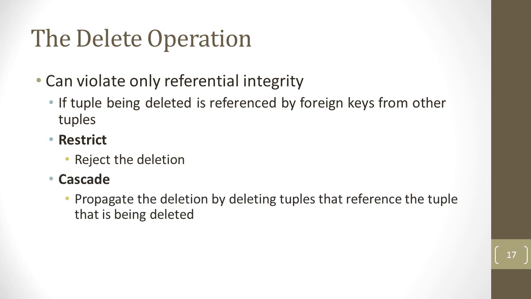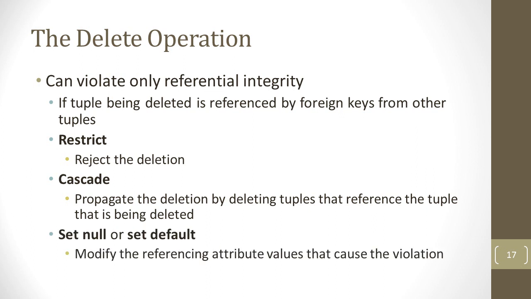Second option is called cascade. The cascade defines that we're going to propagate the deletion by deleting every tuple that references it. Now, we also have a third option, which is to set null. So anything that references what we're deleting, set the referencing attribute to null. This depends on your database design, whether you allow nulls on that particular relationship. I've never used the set null, but I've used the restrict and cascade significantly.